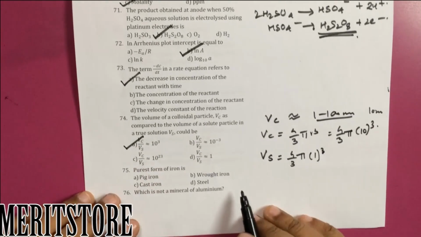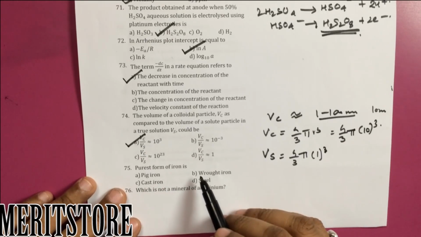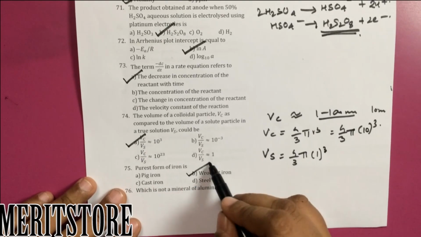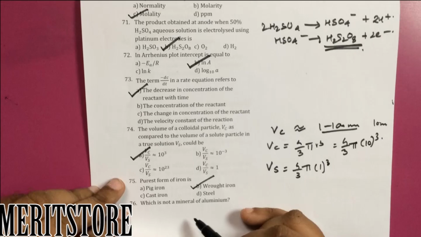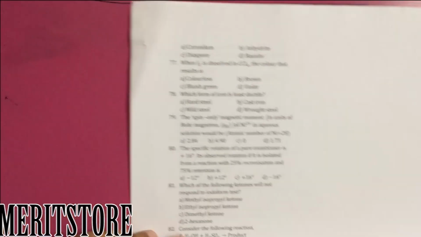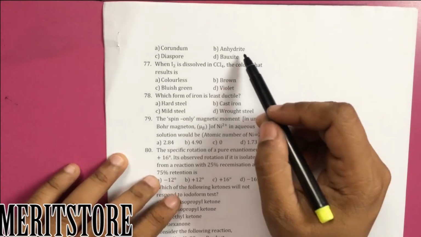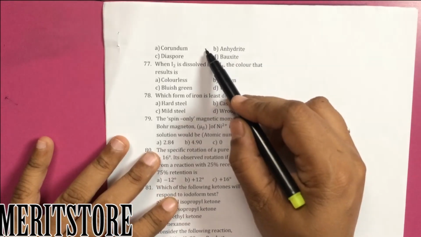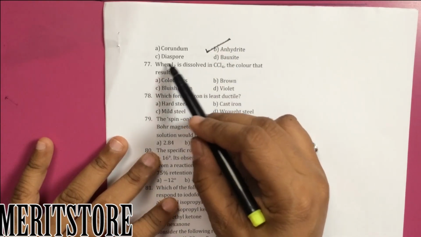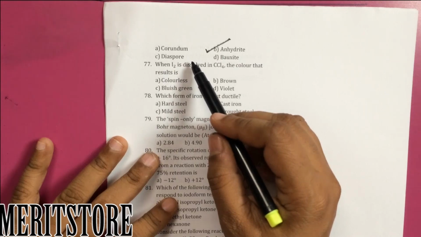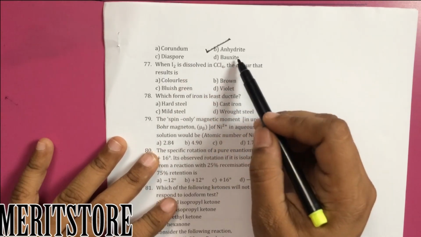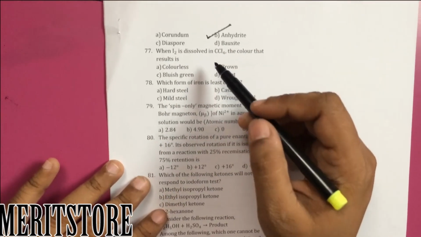Therefore, option A. The purest form of iron is the wrought iron, which is not a mineral of aluminium. Option A is corundum. Corundum is Al2O3. Anhydrite, definitely it's not the mineral of iron. Then diaspore is the Al2O3 H2O and bauxite is Al2O3 twice of H2O.